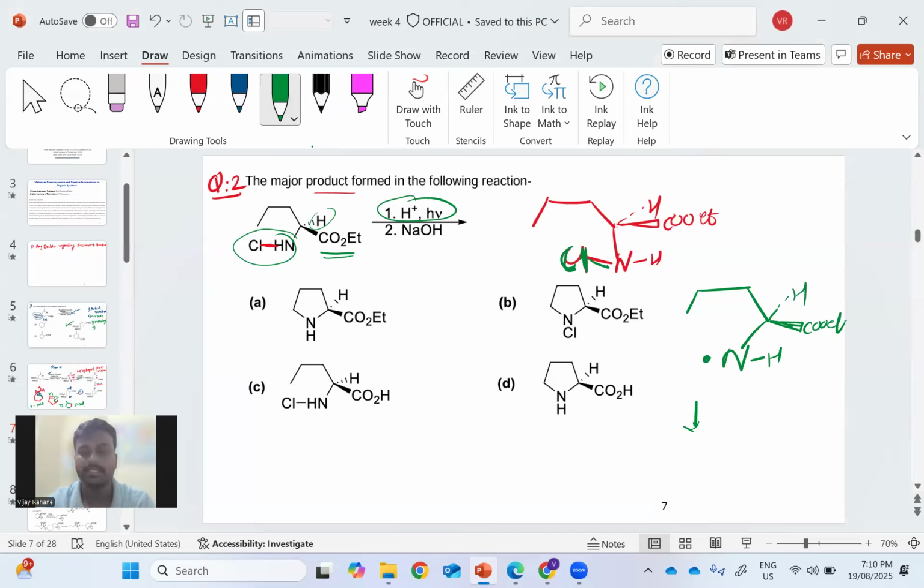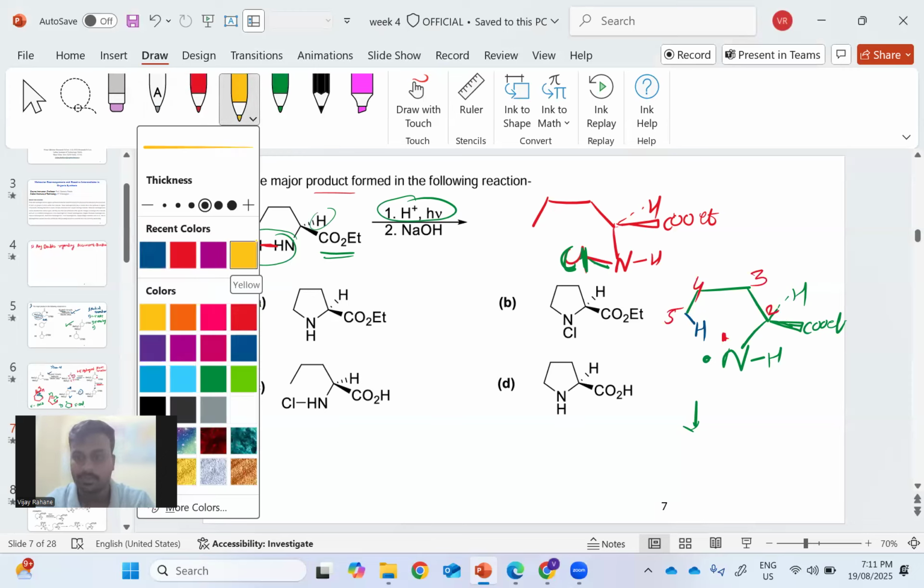radical. Once this N radical is formed, if I just label this sequence, this is one, this is two, this is three, this is four, and this is five. And at this five position, you can see there is one proton. So obviously there are other two protons also, but for our understanding, I will just draw only one proton. Obviously there are two other protons also that I haven't shown. All right, so we have one proton here, and this proton is going to perform the reaction.